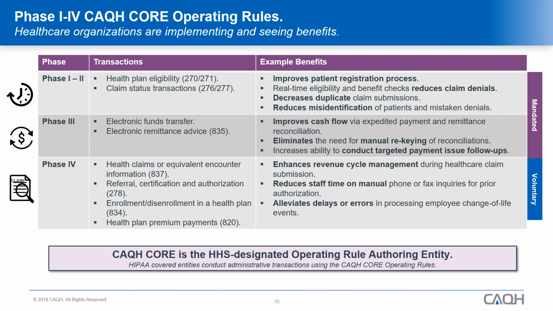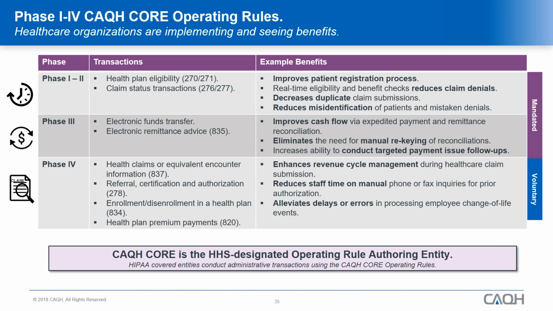It also reduces staff time on manual phone and fax inquiries around prior authorization. That's a big issue that we come across. Prior authorization is a big challenge for a lot of organizations. We want to make sure that that's dealt with upfront appropriately, so that there are no issues downstream and you don't have to make frequent phone calls and faxes. And then finally, this reduces delays in processing change of life events. So when those events happen, sometimes it can be tricky when they'll take effect and when the appropriate parties will be notified, and this really helps to make sure that those delays are reduced.